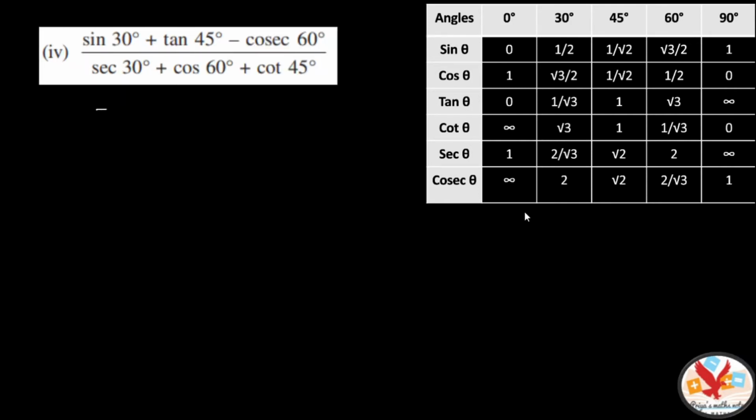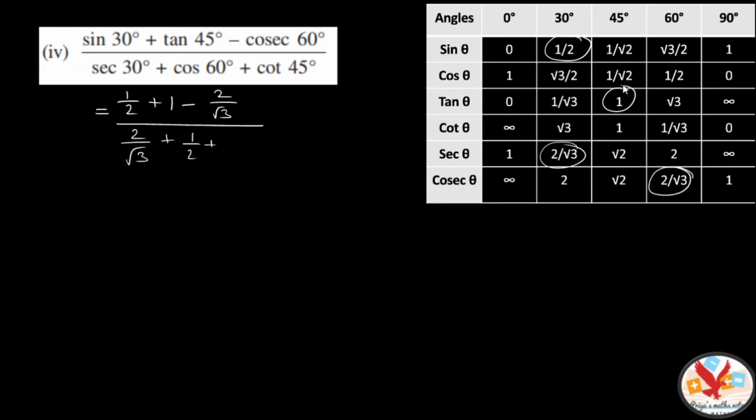Let us solve problem number 4. Just substitute the value of sine 30 degree. What is sine 30 degree? It is nothing but 1 by 2. And what is tan 45 degree? It is nothing but 1. And what is cosecant 60 degree? It is 2 by root 3. And what is secant 30 degree? Secant 30 degree is 2 by root 3. And what is cos 60 degree? Cos 60 degree is 1 by 2. And cot 45 degree is 1.